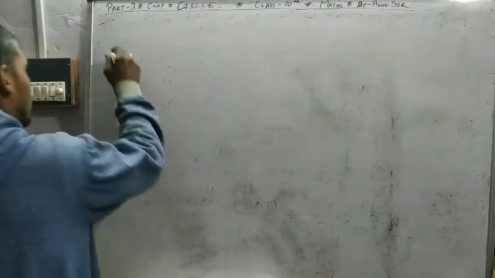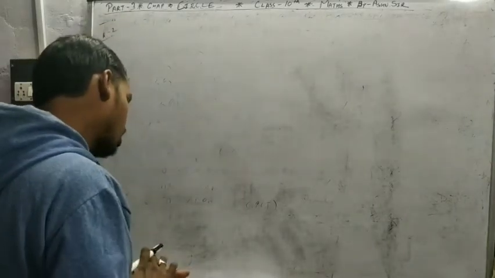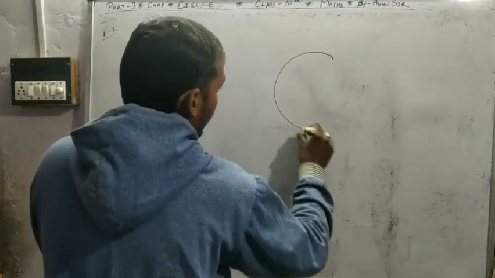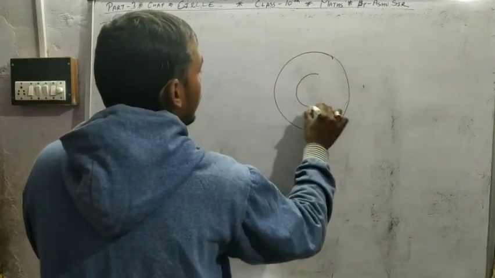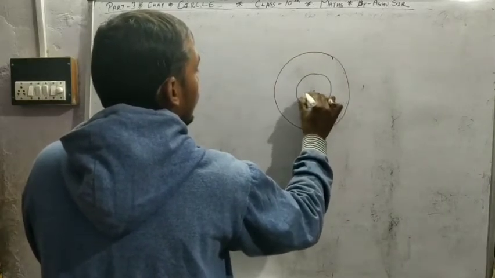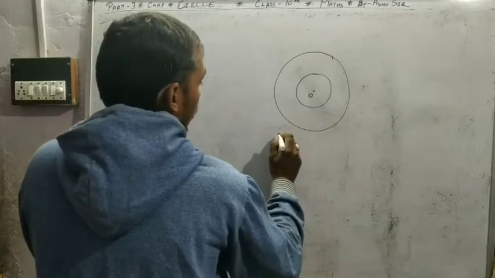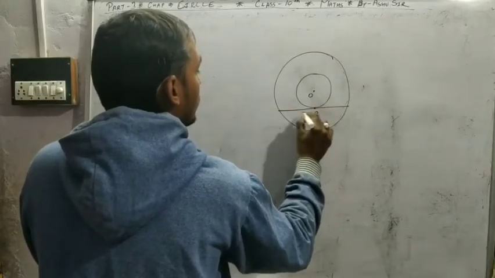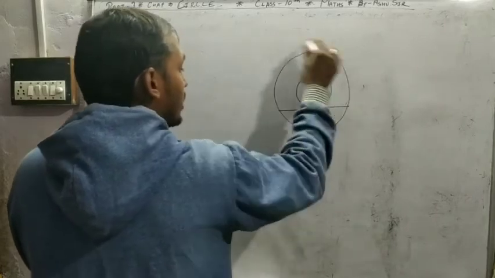This question is very easy. Prove that in two concentric circles, the chord of the larger circle which touches the smaller circle is bisected at the point of contact. Means two concentric circles with center O. The chord of the big circle touches the smaller circle.